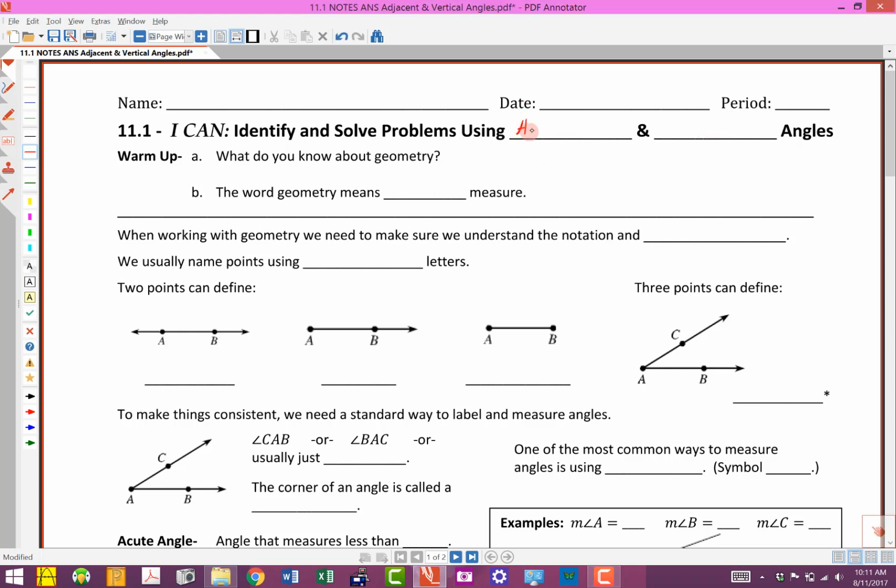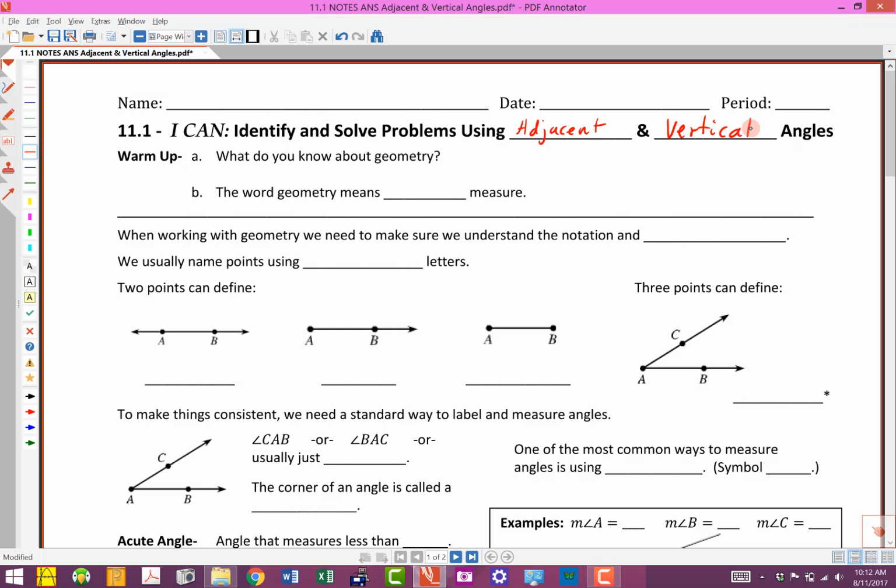So adjacent, that's A-D-J-A-C-E-N-T, adjacent and vertical. And make sure you spell vertical correctly. It's not C-L-E, it's C-A-L, vertical. Just like horizontal, when we talk about things that are horizontal, that's T-A-L, and vertical is C-A-L.